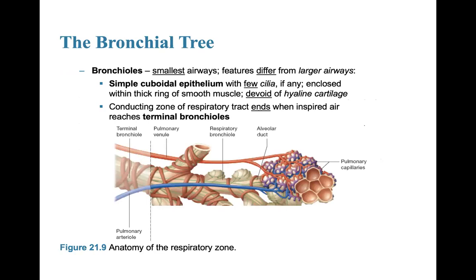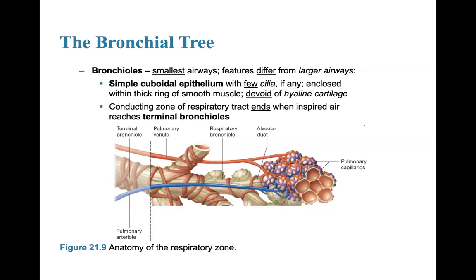So now let's look at the bronchioles. These are the smallest airways. Their features will differ from larger airways. For example, in the epithelial lining, you have simple cuboidal epithelium with very few cilia, if any. They are enclosed within a thick ring of smooth muscle, and they are devoid of hyaline cartilage.